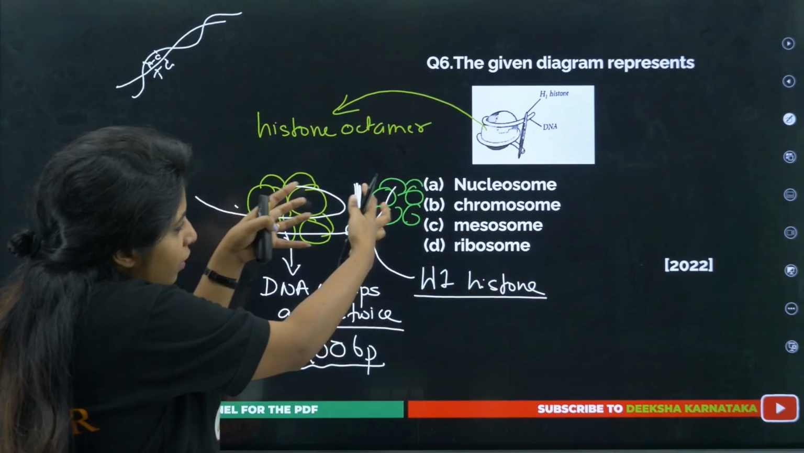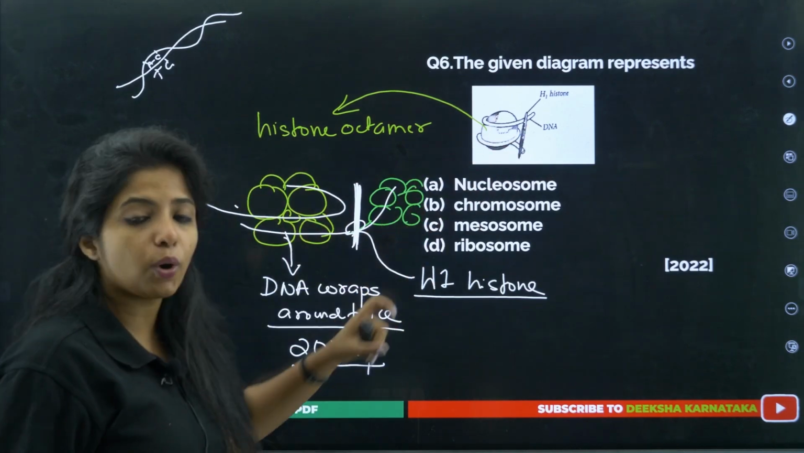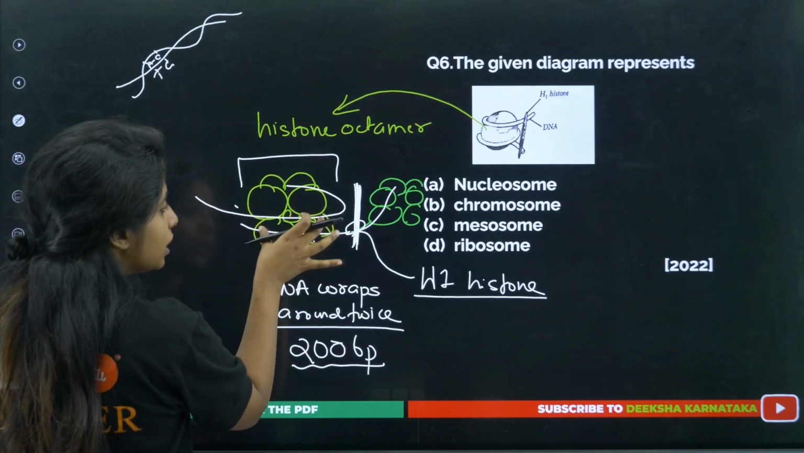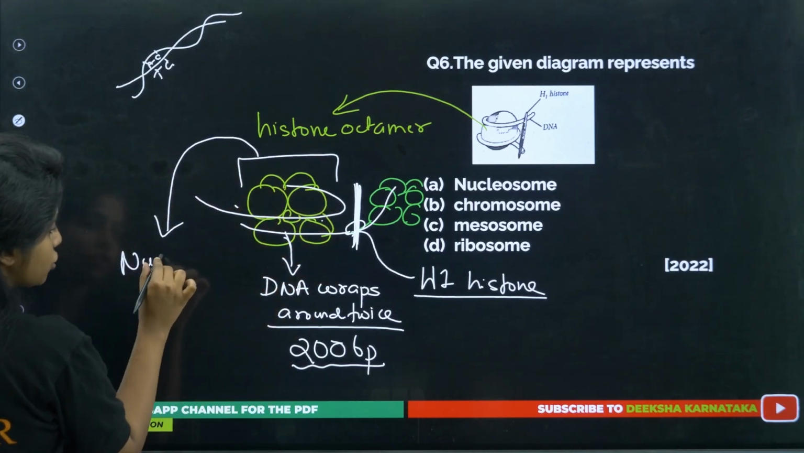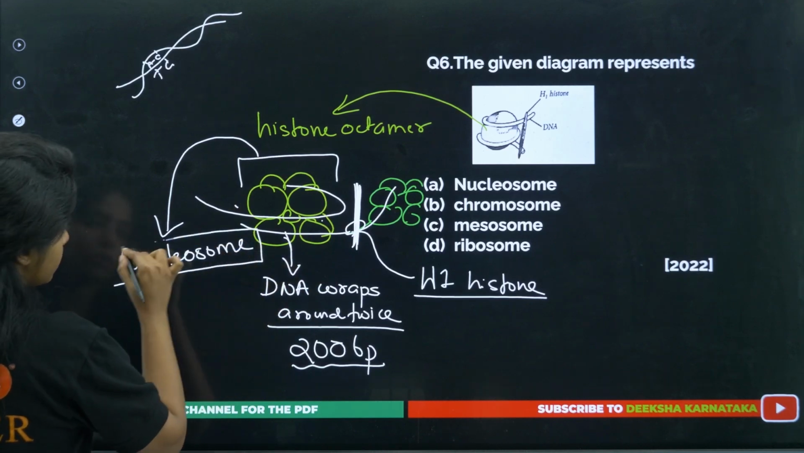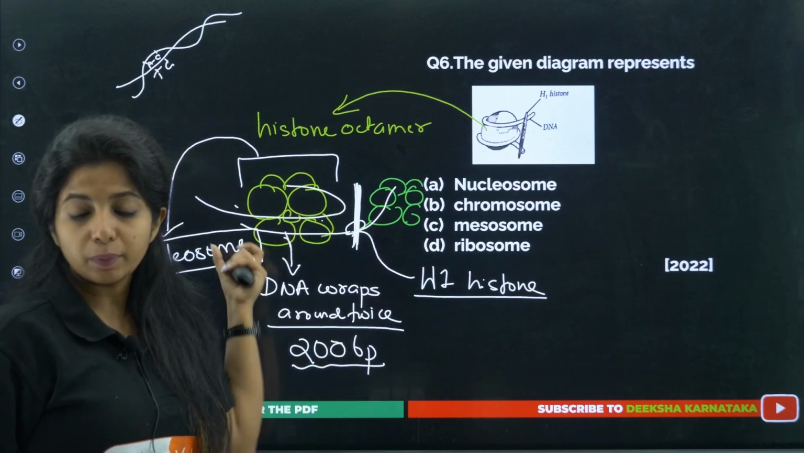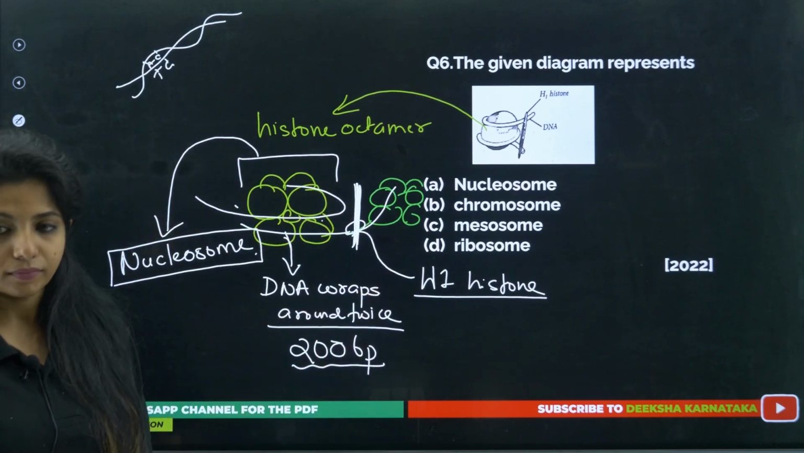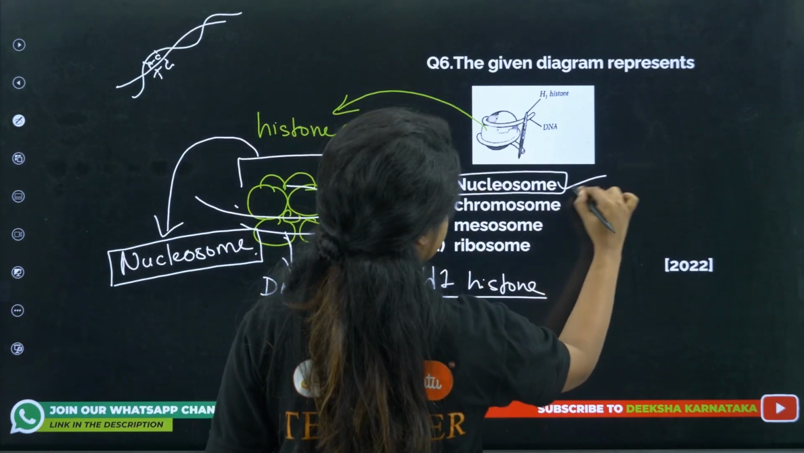At this point of time, everything comes together, and this is exactly what is shown over here. So what do you call this structure now, where you have your histone proteins and your DNA being wrapped around it? You call this structure a nucleosome. So this is one nucleosome, this is another nucleosome. In between the two nucleosomes, you will have the H1 histone protein. So this becomes the correct answer.